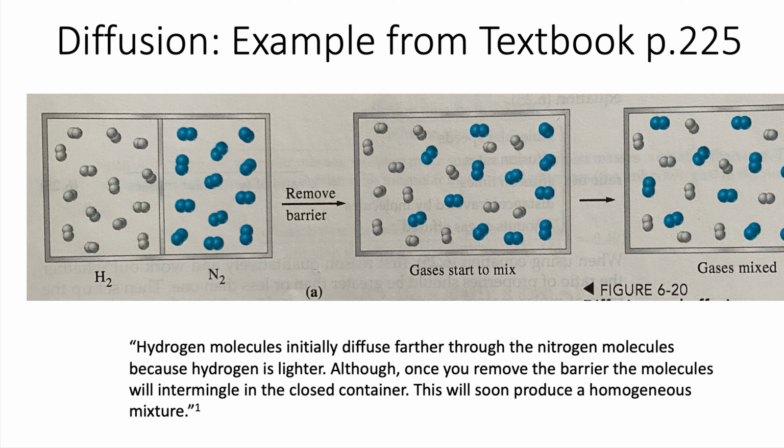This is a textbook definition of diffusion. As you can see, hydrogen molecules initially diffuse farther through the nitrogen molecules because hydrogen is lighter, although once you remove the barrier, the molecules will intermingle in the closed container.